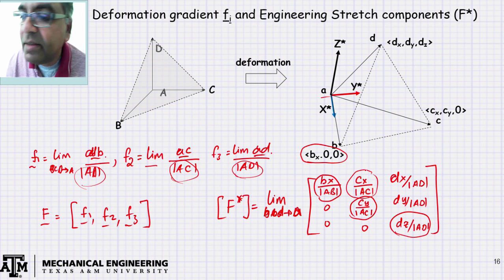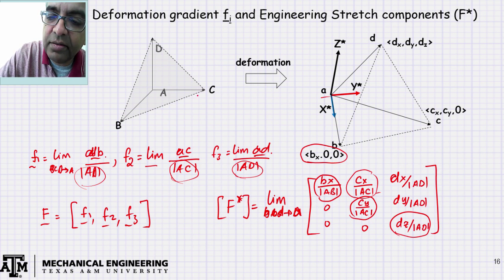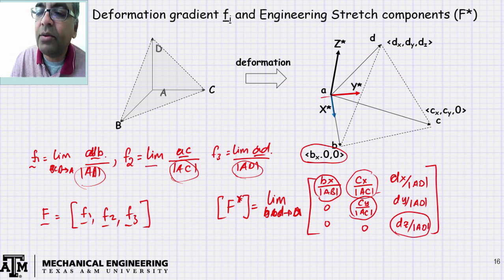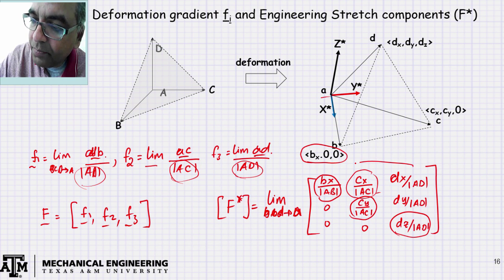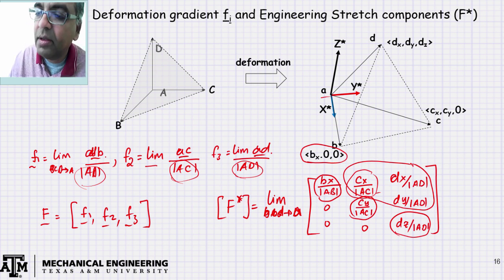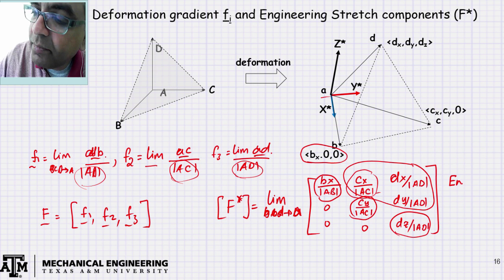Can you see? Cx, motion in the x direction, divided by distance in the y direction. AC is the distance in the y direction. Can you see that? And then motion in the x direction divided by distance in the y direction. So these all represent shear stretch. These 3 things represent axial stretch. So this will be called the engineering stretch.